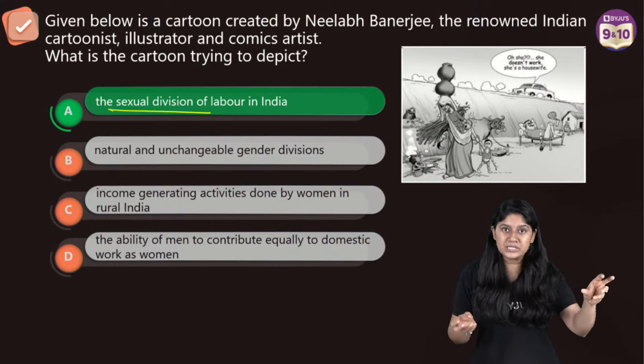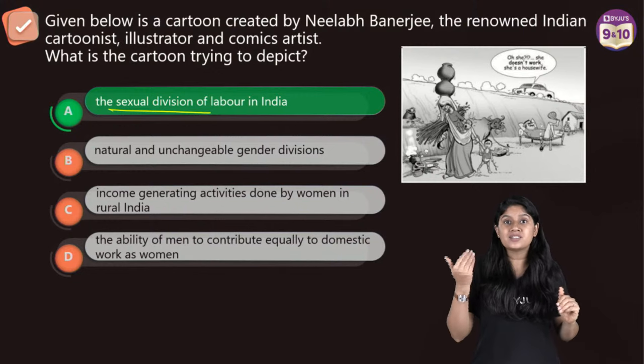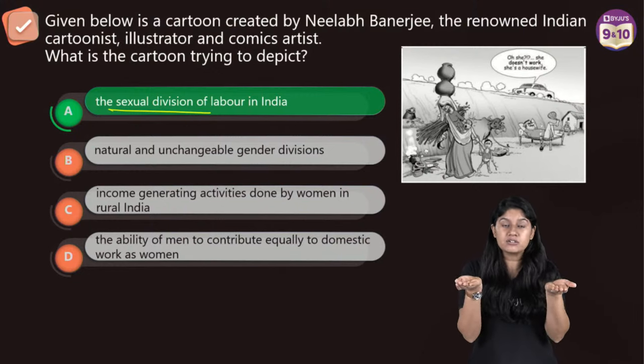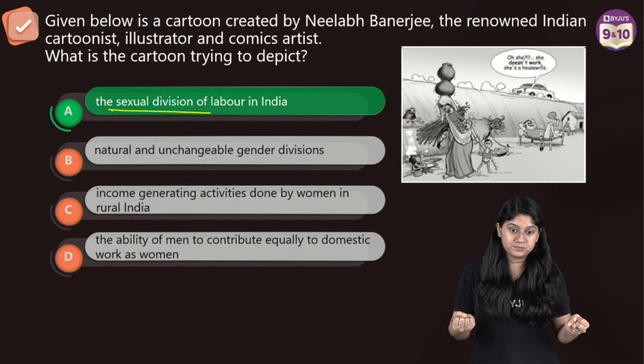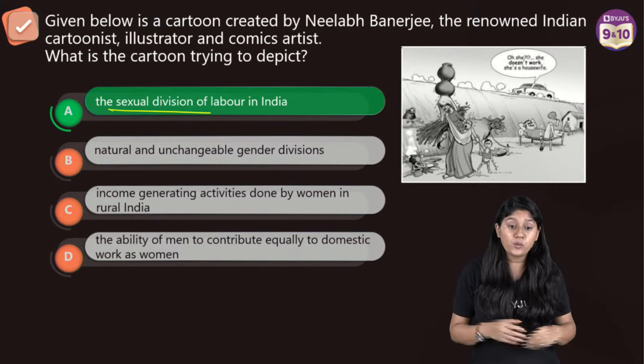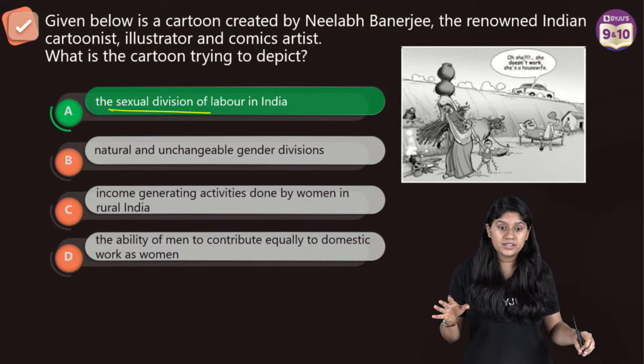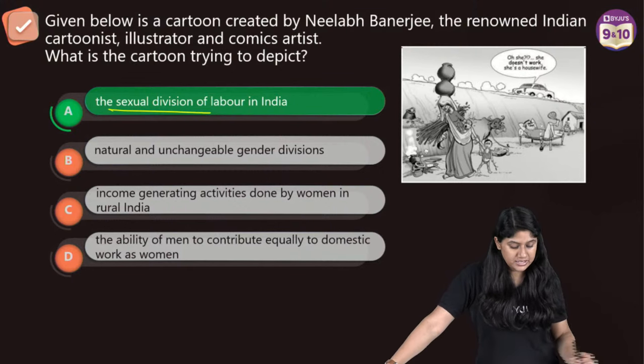So all of these activities that she's doing, they're not considered as work. There's a very clear-cut division of the genders in the society and what work they are doing. Yes, so I hope that all of you are clear. Good, very good. That's nice.